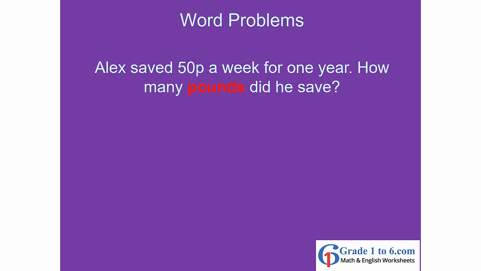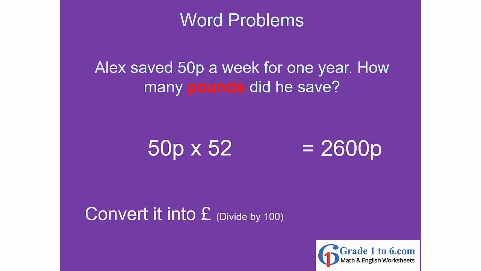Alex saved 50 pence a week for 1 year. How many pounds did he have? So that's 50 pence times 52, which will give you 2,600 pence. There are 52 weeks in 1 year. But then you have to convert it into pounds because that's the unit. So you divide by 100 to get 26 pounds.